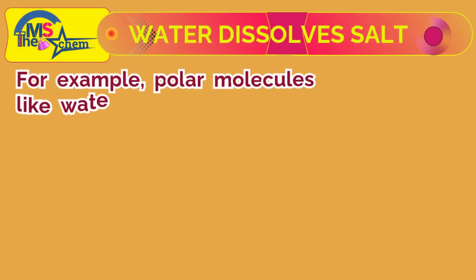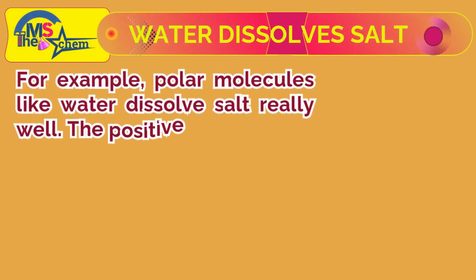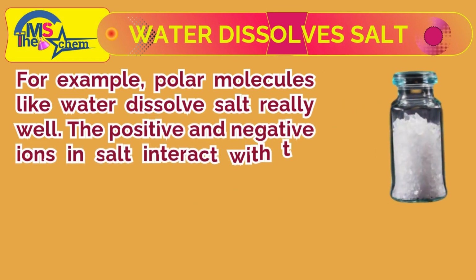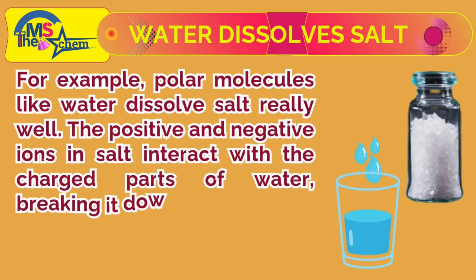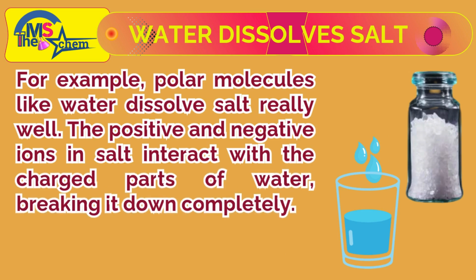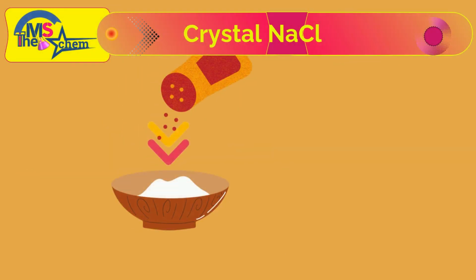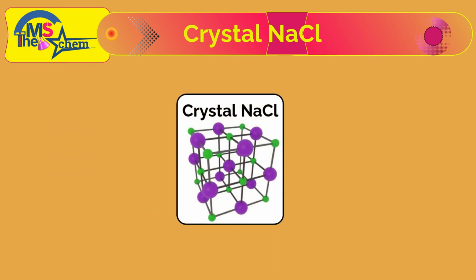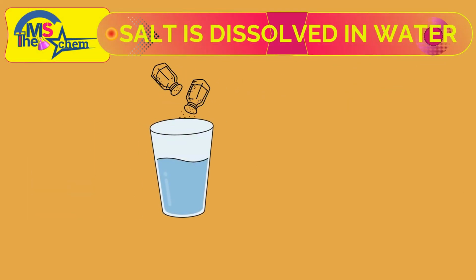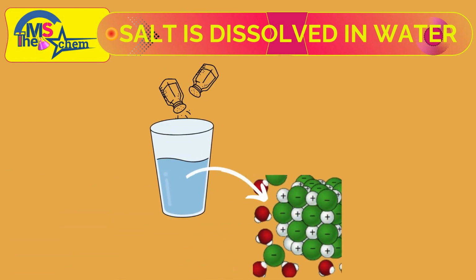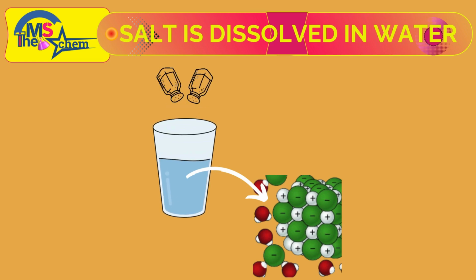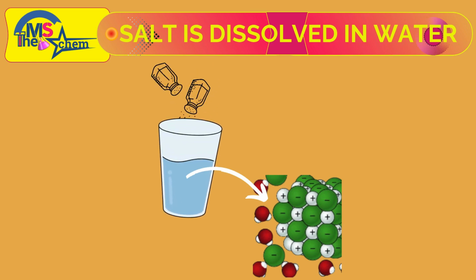For example, polar molecules like water dissolve salt really well. The positive and negative ions in salt interact with the charged parts of the water, breaking it apart completely. So here is the crystal lattice of the sodium chloride. Here is the perfect arrangement of the ions, that is Na positive and Cl negative in a crystal lattice. When salt is poured into the water, it dissolves and the ions are liberated from the crystal lattice into the water molecules.